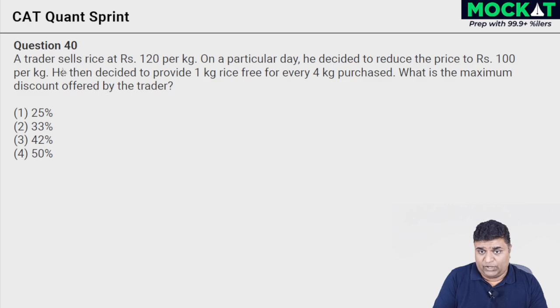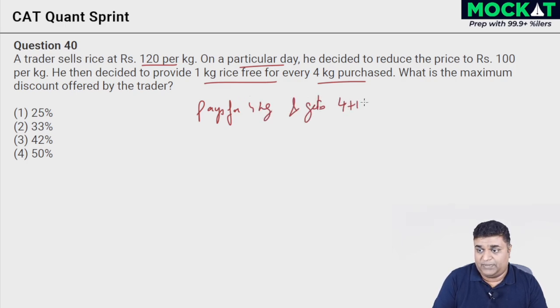On to question 40. A trader sells rice at rupees 120 per kg. On a particular day, he decided to reduce the price to rupees 100 per kg. Fine, he then decided to provide 1 kg rice free for every 4 kg purchase. What is the maximum discount offered by the trader? On one particular day, all of this is happening. If somebody is coming to purchase, the person pays for 4 kg and gets 4 plus 1 free, total of 5 kg, right?